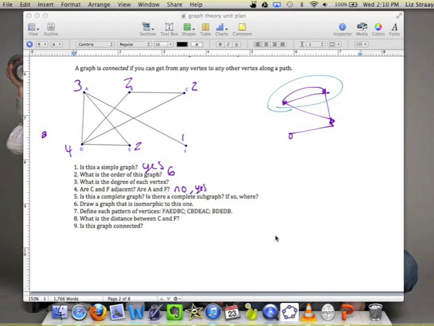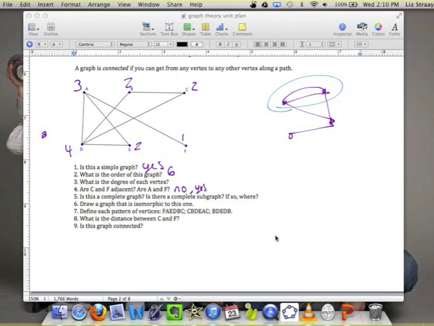Is this a complete graph? Complete means every possible edge that could be drawn in is drawn in. No. It is not complete because, for example, C and F are not connected. And if it were complete, they would be, because everything would be connected to everything. So this is not a complete graph.